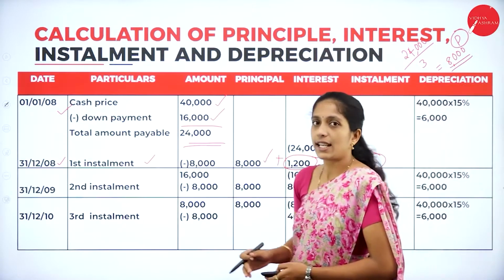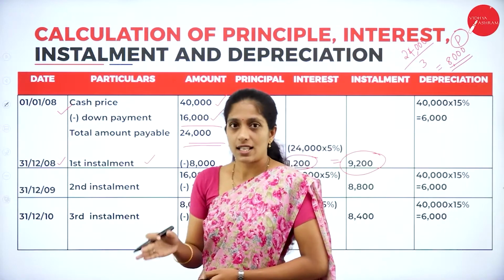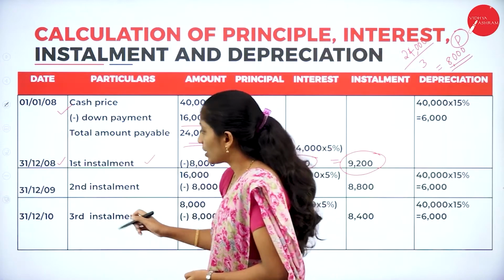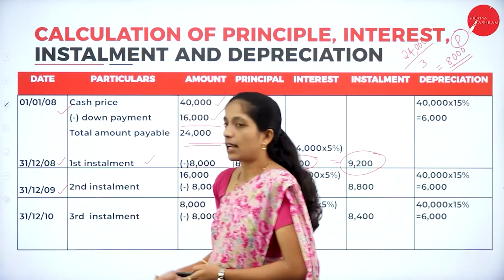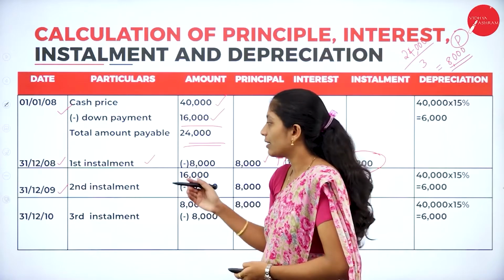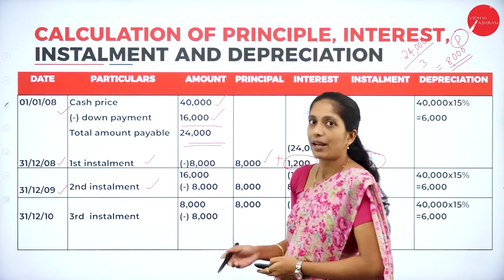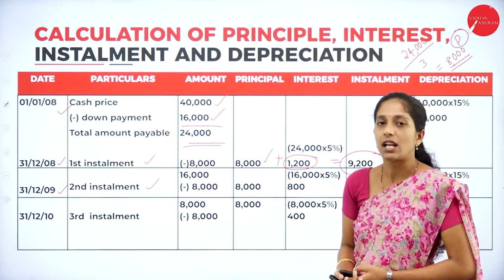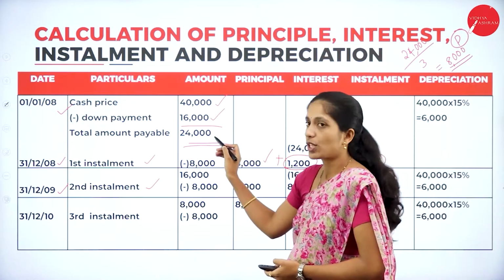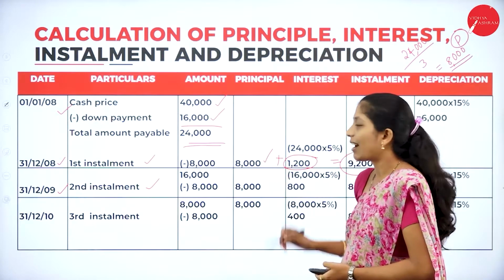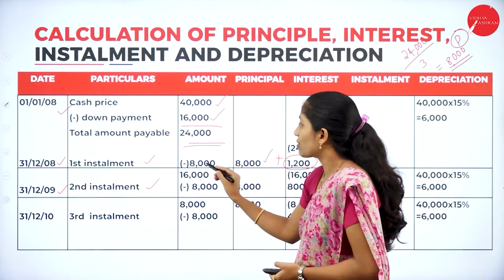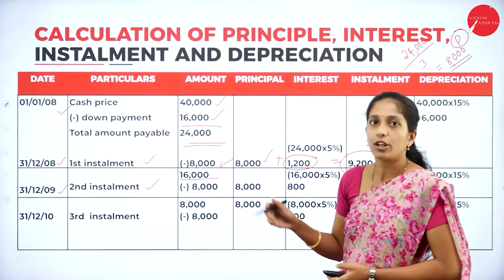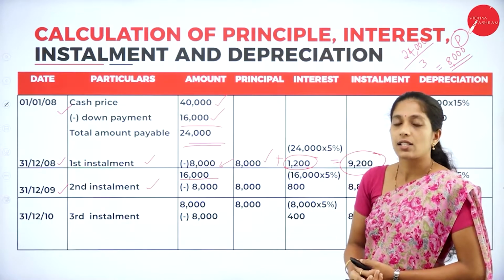Now come to the second year, that is we are paying the installment amount at the end of the second year. So that is the second installment. The end of the second year is 31st/12/2009. We are making the second installment. Now what is the amount to be paid in the second installment? In the first installment it was 24,000, out of which we have paid 8,000. So 24,000 minus this 8,000, the remaining amount payable in the second year is 16,000.